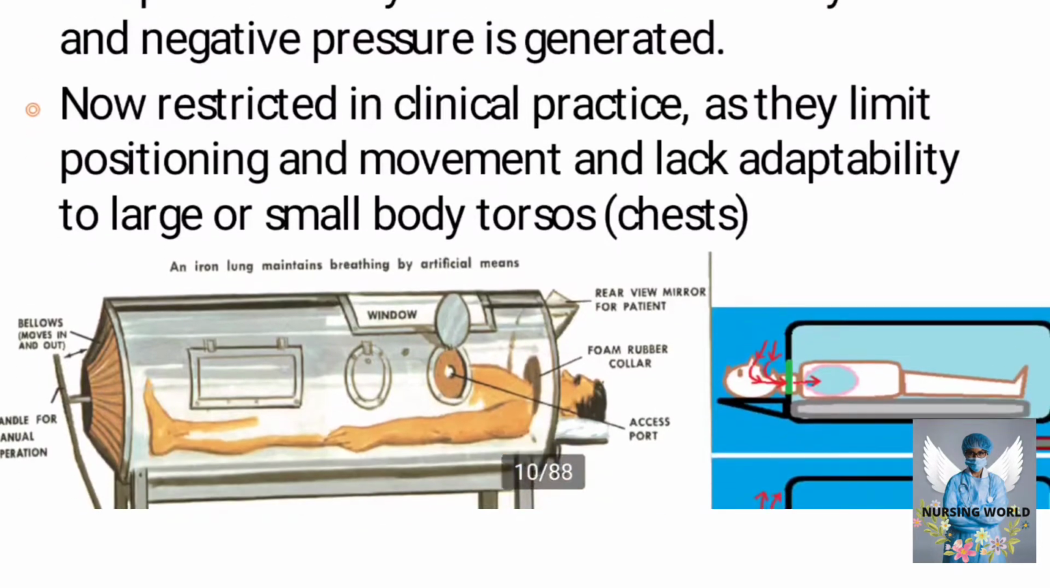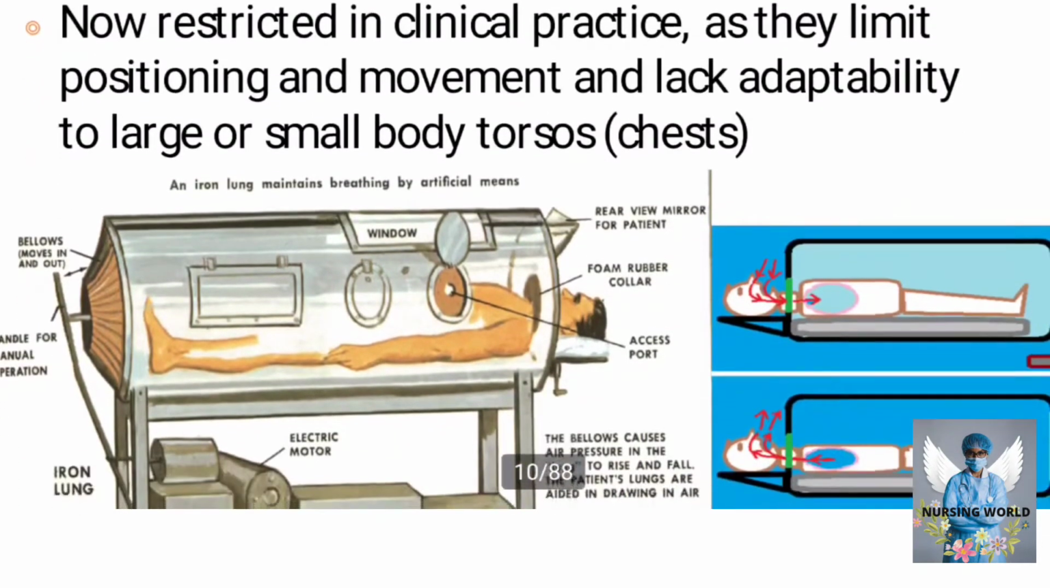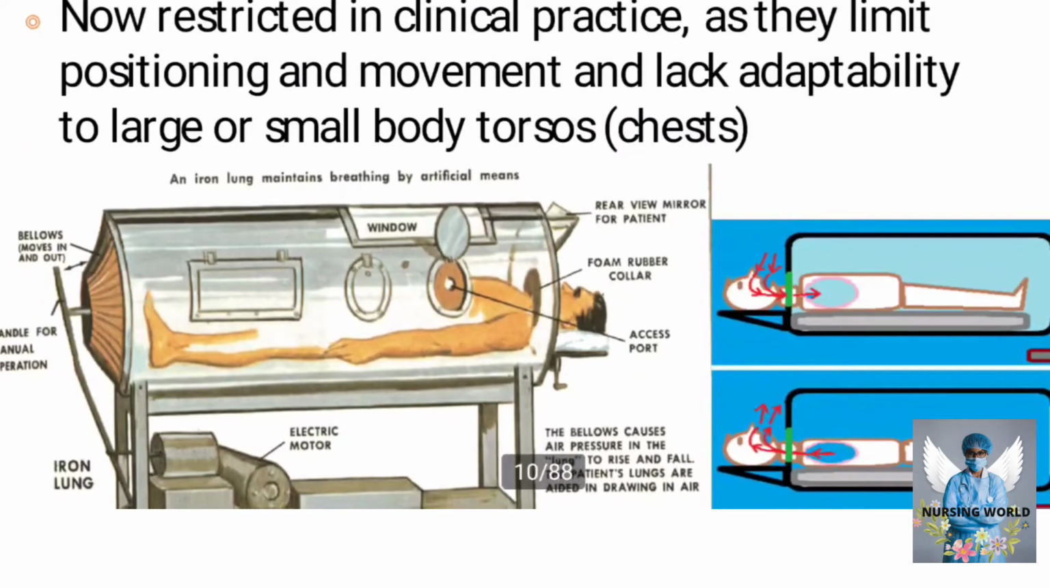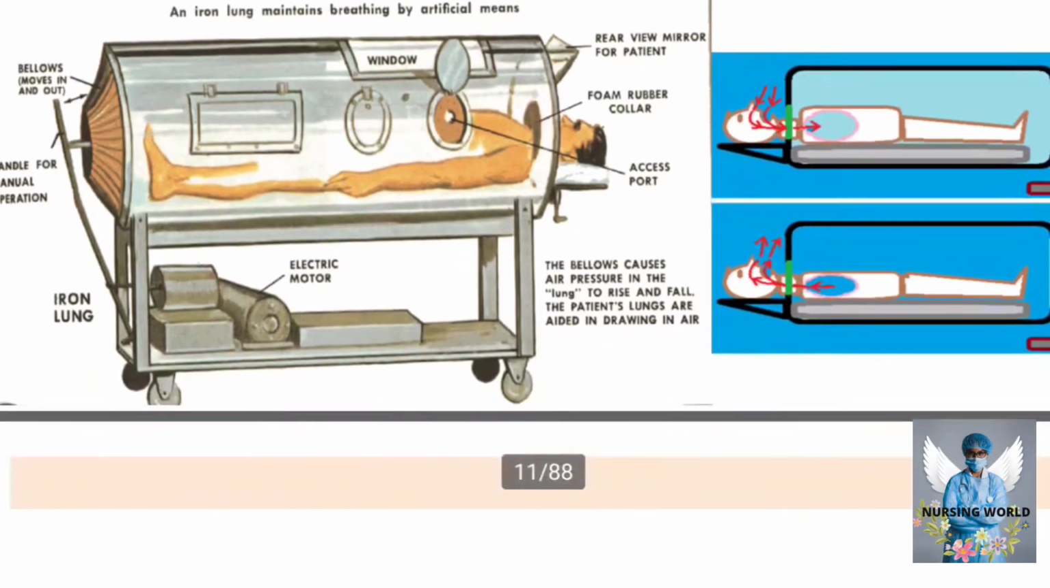As you can see in the image, the patient is enclosed in the iron cylinder, and this is now restricted in clinical practice because of limited positioning and movement, and lack of adaptability to large and small body sizes. The chest and other parts will not be moving, so positioning is limited in this cylinder type of box. So this has been restricted in present practice.